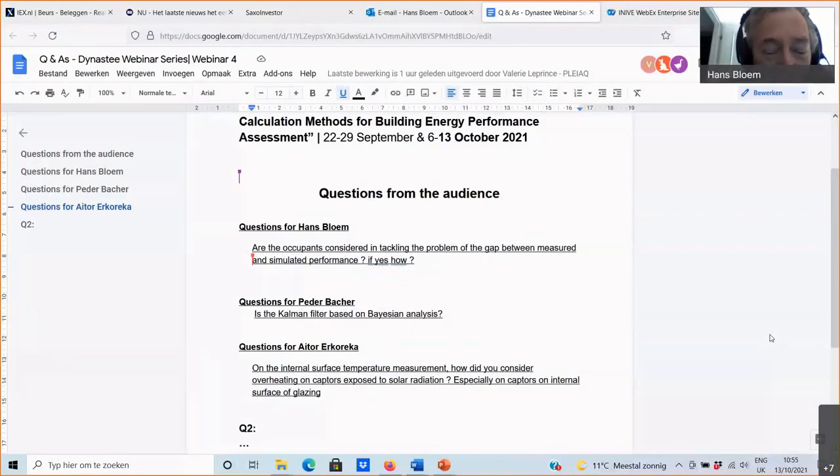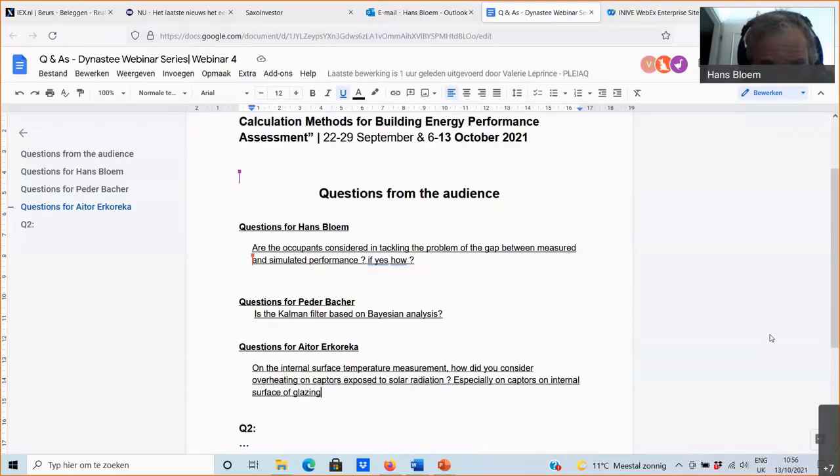Here you see some of the questions that we have received over the last couple of weeks. One question was raised to me, but I think that maybe Richard can also add something. The question was, are the occupants considered in tackling the problem of the gap between measured and simulated performance? If yes, how?